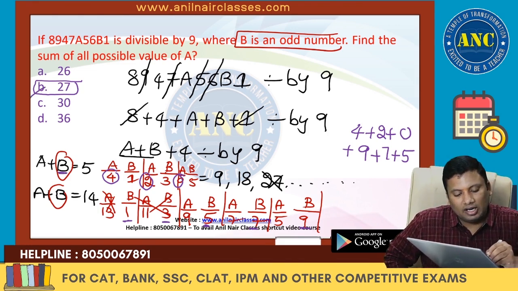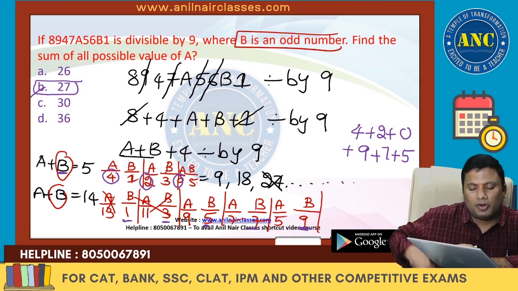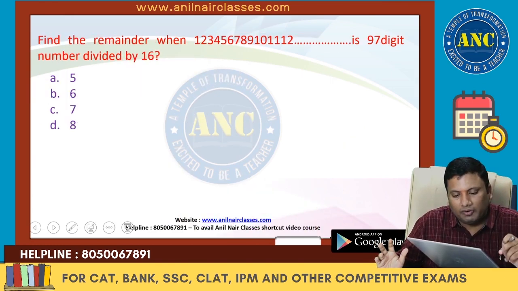B is an odd number, 1, 3, 5, 7, 9. B greater than 9, it is not possible. Simple enumeration question, with a little bit of investment of time, you will get the answer.